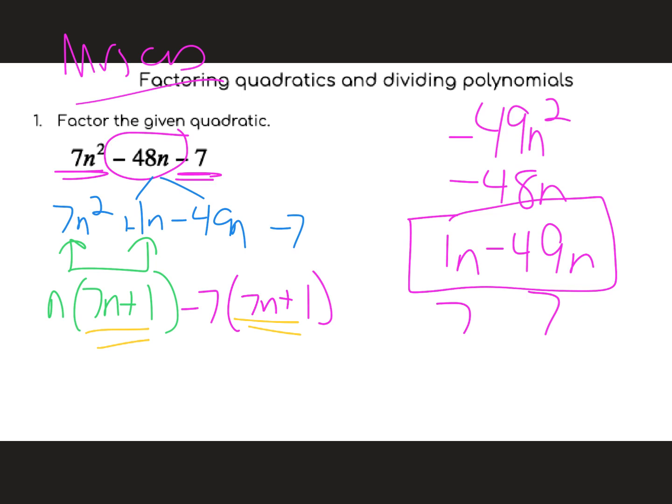Because those match. So then you write 7n plus 1 in one set, and then n minus 7 in the other. If this were equal to 0, we would then have to solve two linear equations, but there is no equals 0, and therefore we are done.